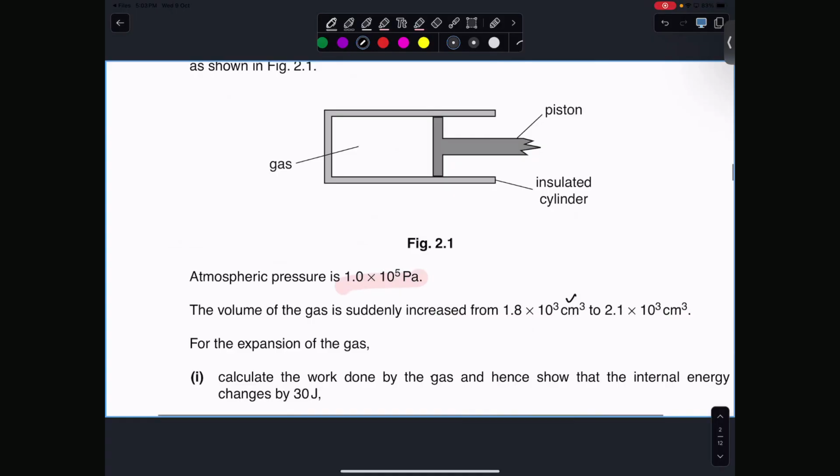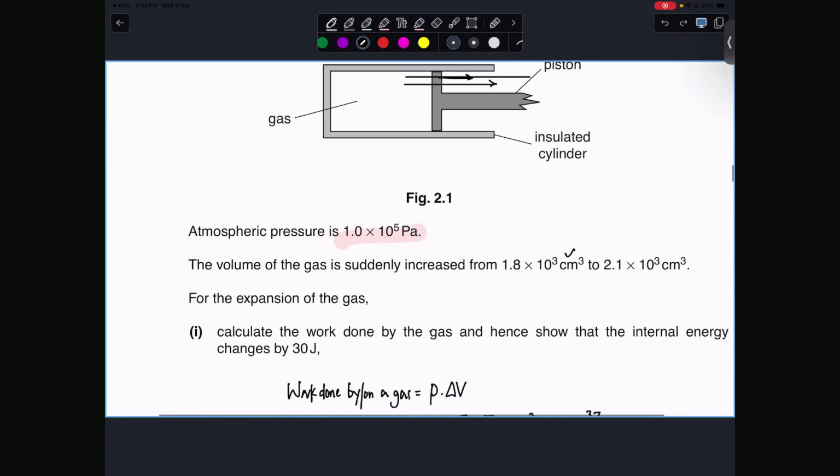Because you're pushing it out, right? So when you're pushing it out, it means that you are providing a pressure either equal to or greater than the atmospheric pressure. Because this is moving out in this direction, right? Suddenly increase. What pressure are you moving against? Atmospheric pressure. So you're doing work against that pressure.